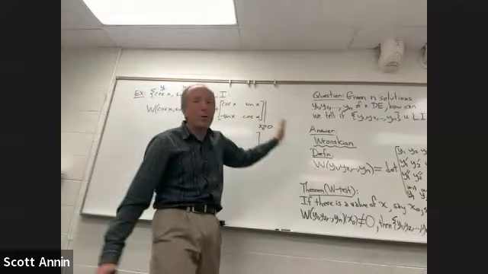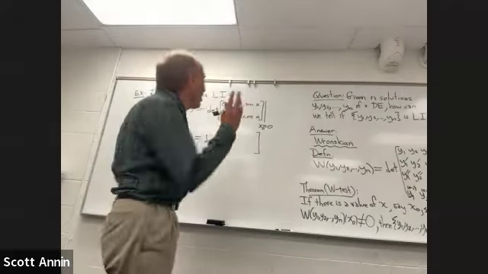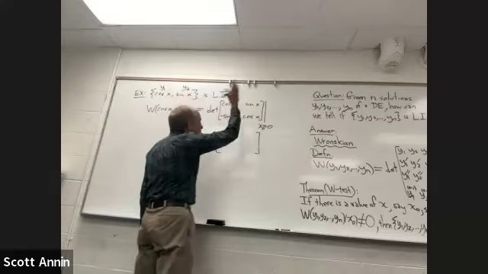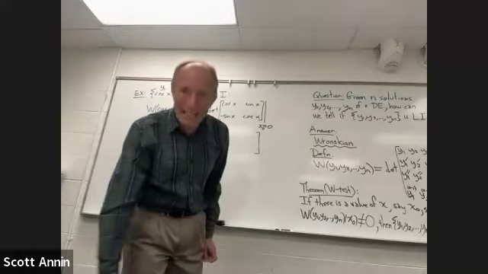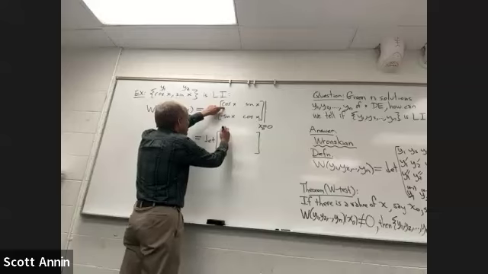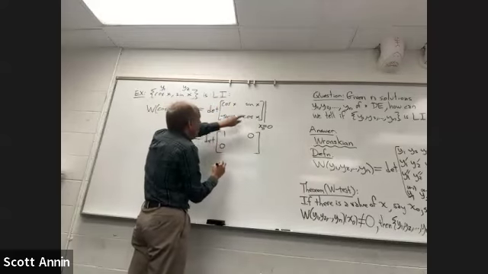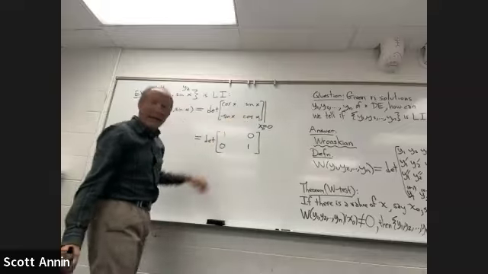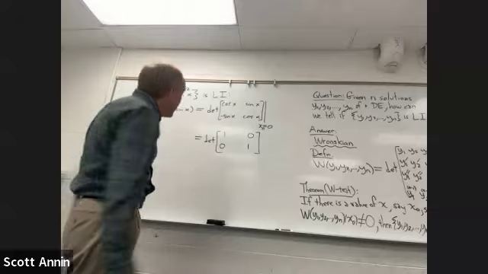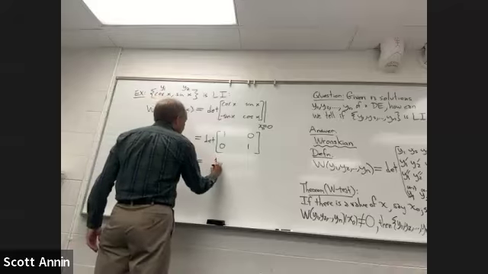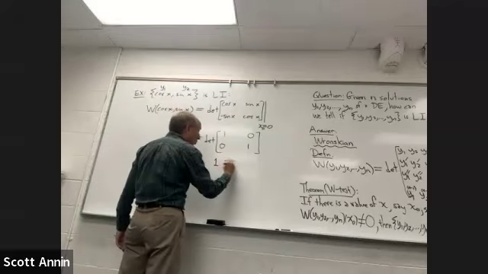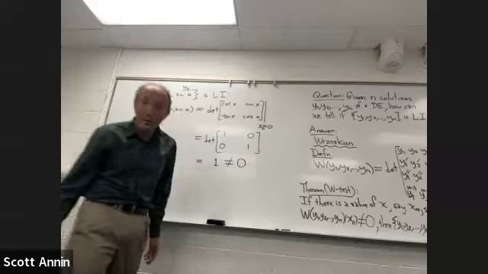So 0 is always my first choice because plugging 0 into functions like this is usually pretty easy, right? Cosine of 0 is 1, sine of 0 is 0, sine of 0 is 0, cosine of 0 is 1. And now you just have to take this determinant. Obviously, this determinant is just 1.